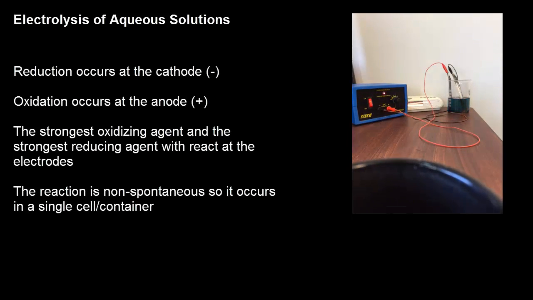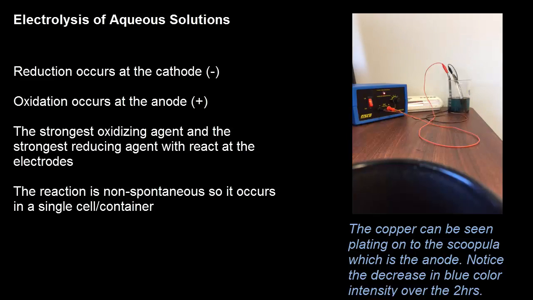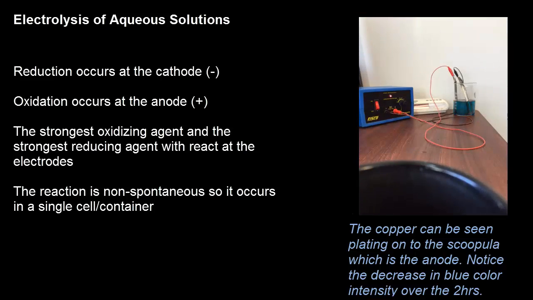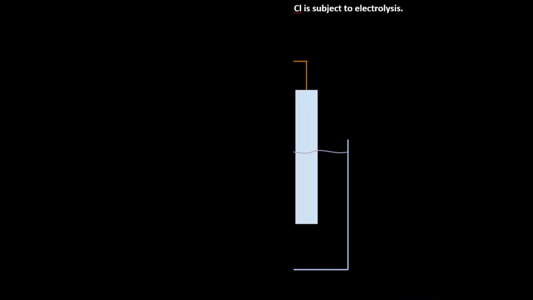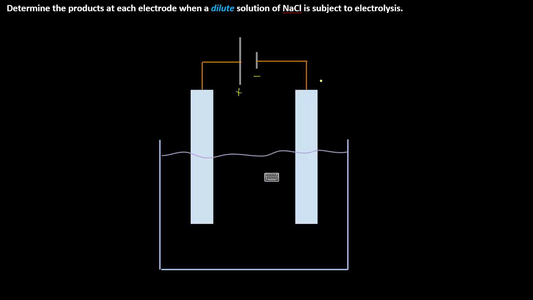The final part of our look at redox is the electrolysis of aqueous solutions. Don't forget these points: reduction occurs at the cathode and oxidation at the anode. You can see here I've got my electroplating reaction. It's a time lapse of over 2 hours. I apply some power to this, and you can see on the right hand side there the copper seemed to grow off the spatula.